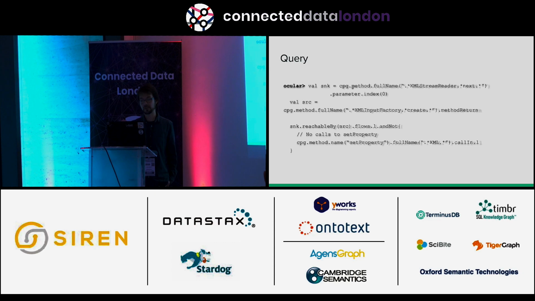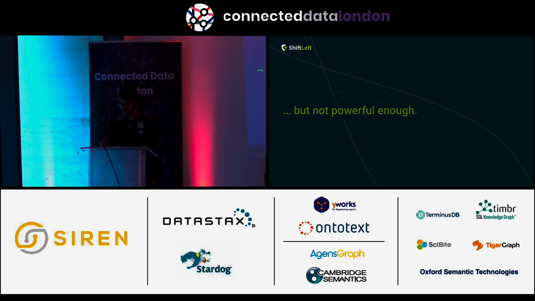So again, we create a data flow query that says, consider all the XMLStreamReader next calls as sinks, actually the instance parameter of that, and then as sources, consider XMLInputFactory create, then do a reachableBy query to see if there's a data flow there, and make sure that it is not the case that somebody calls setProperty on one of those XML functions. And that's it. And we also used that and found a bunch of XXE vulnerabilities, also reported those. So this is quite powerful, but it's not powerful enough.